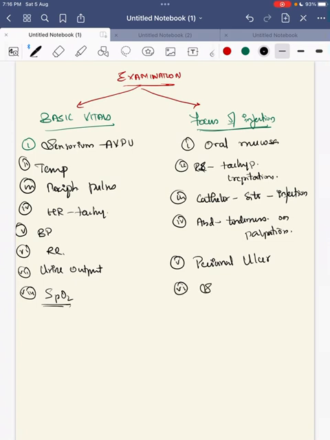Then you should not forget to examine the rectal region, whether there is any perianal ulcer. If the child has undergone any surgery for any solid tumors, you have to look for surgical site infection. So surgical site redness is present or not. Lymphadenopathy, any skin infections. Okay, it is also included in this focus of infection. Any ear infection.